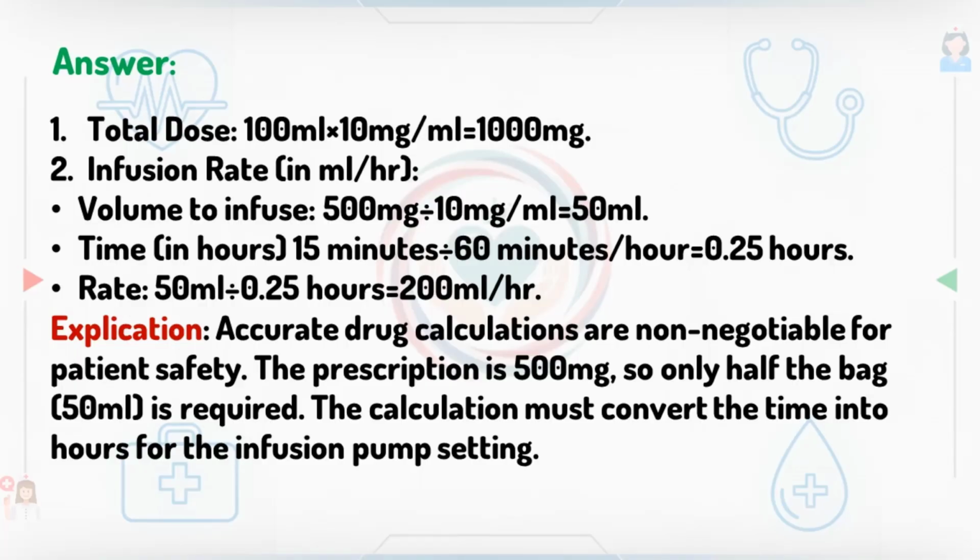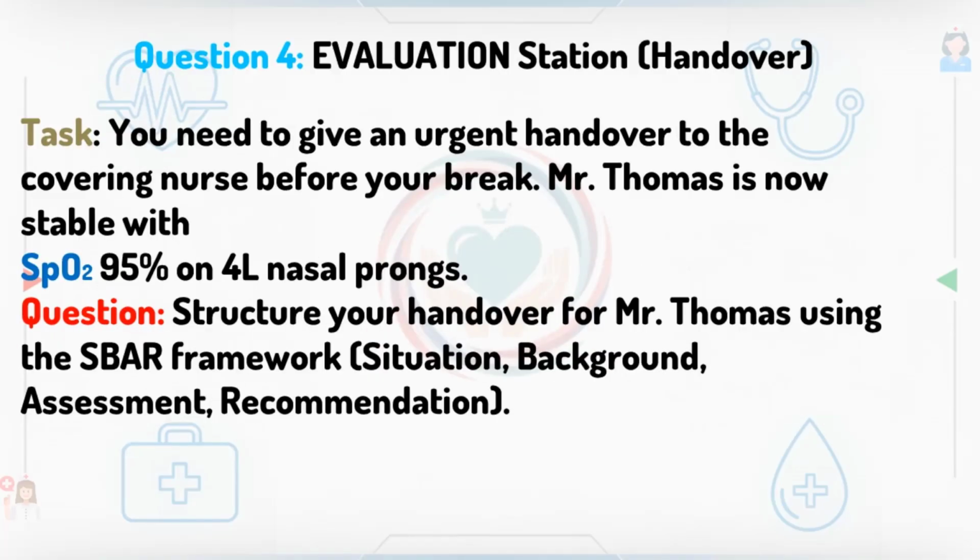Explanation: accurate drug calculations are non-negotiable for patient safety. The prescription is 500 milligrams, so only half the bag, 50 milliliters, is required. The calculation must convert the time into hours for the infusion pump setting. Question 4. Evaluation station. Handover. Task: you need to give an urgent handover to the covering nurse before your break. Mr. Thomas is now stable with SpO2 95% on 4 litres nasal prongs.